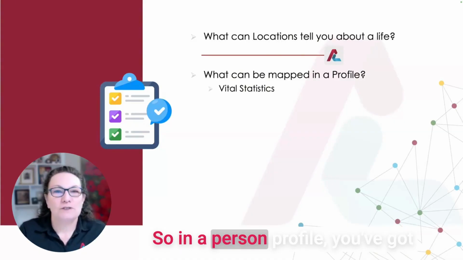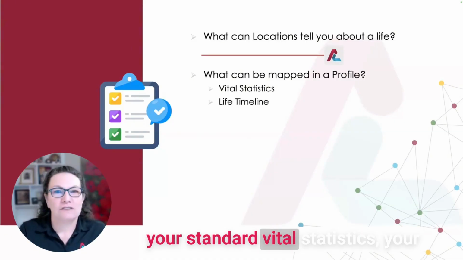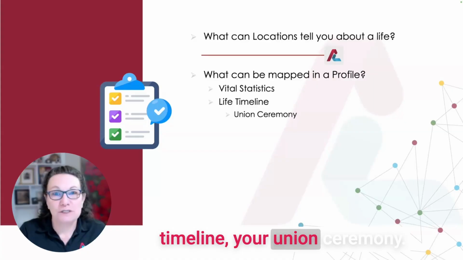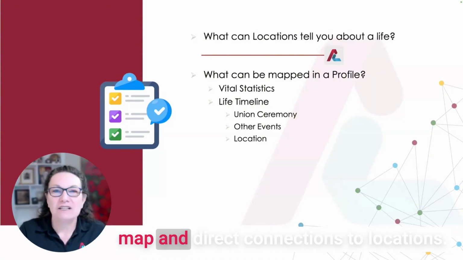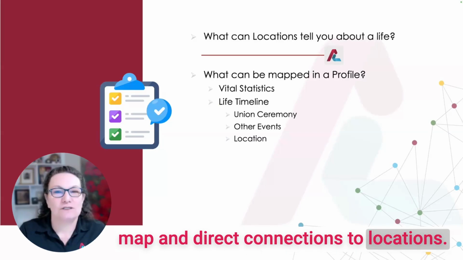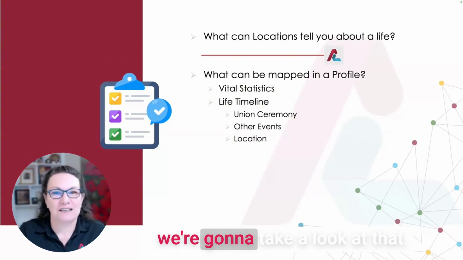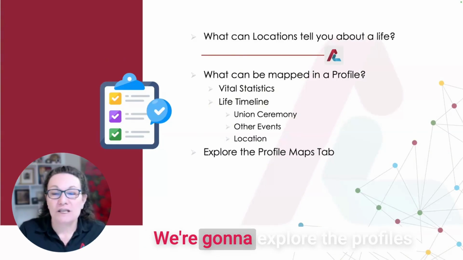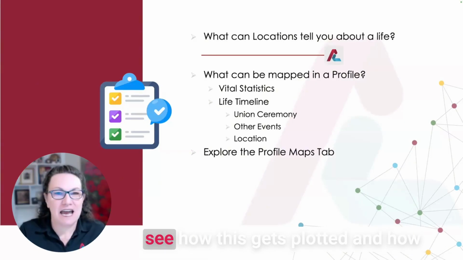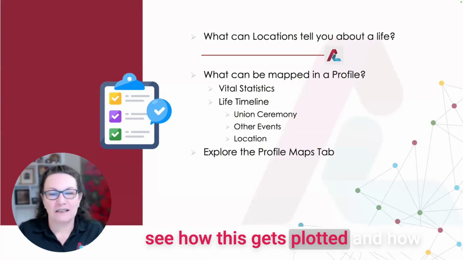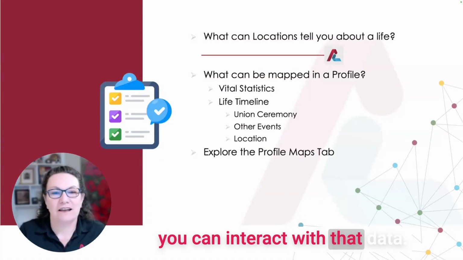So in a person profile, you've got your standard vital statistics, your life timeline, your union ceremony, a bunch of other events that you can map, and direct connections to locations. So when we get in the application, we're going to take a look at that. We're going to explore the Profiles Maps tab so that you can actually see how this gets plotted and how you can interact with that data.